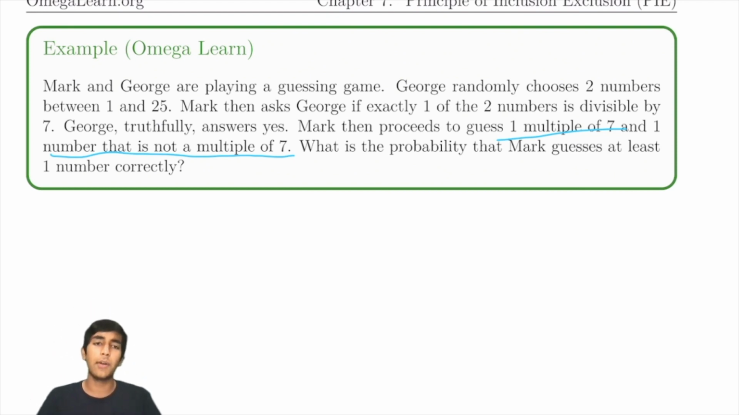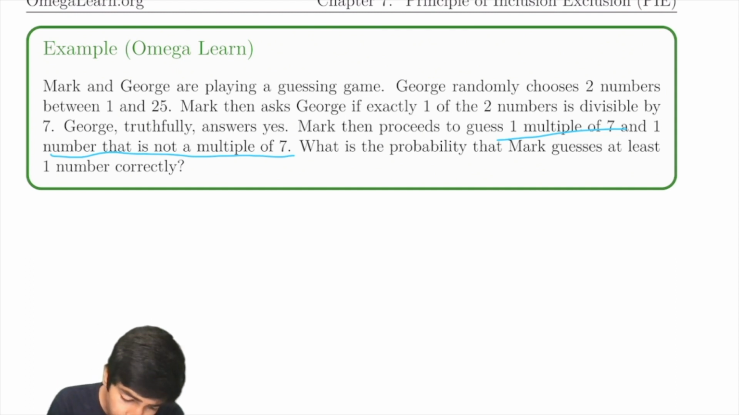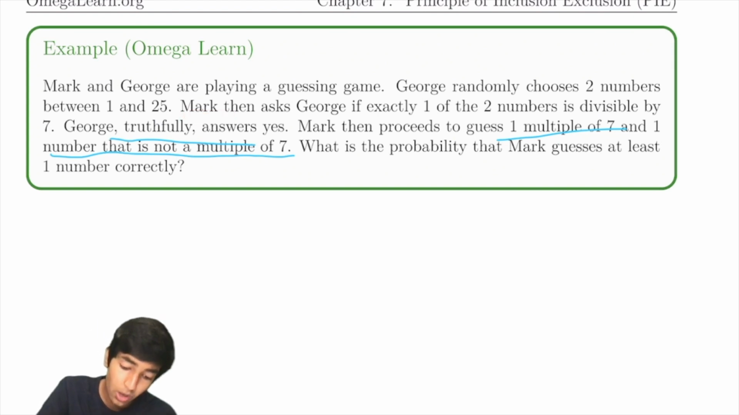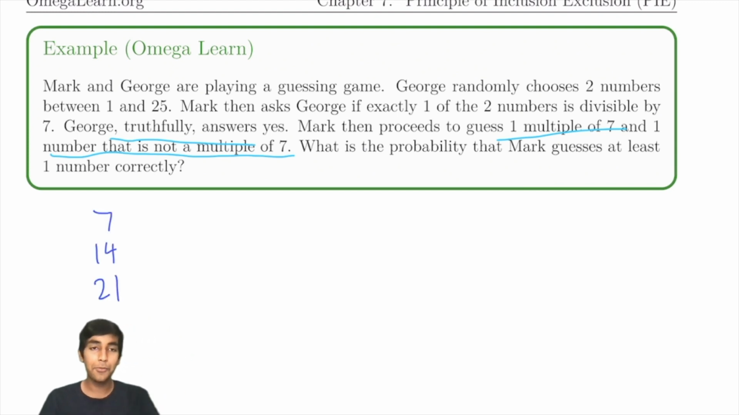At least one number correctly. So it could be two numbers correctly, it could be one number correctly. Okay, so George truthfully answers yes when Mark asks him if one of his numbers was divisible by 7. And not just if one of his numbers, if exactly one of his numbers. So what are the multiples of 7 between 1 and 25? 7, 14, and 21. Those are the multiples of 7 between 1 and 25.